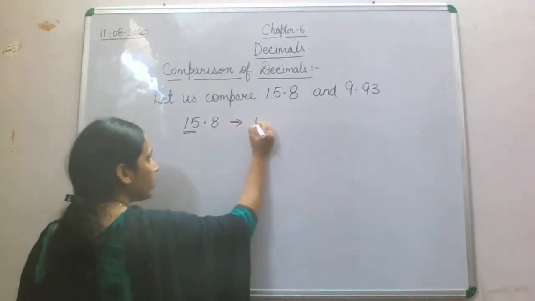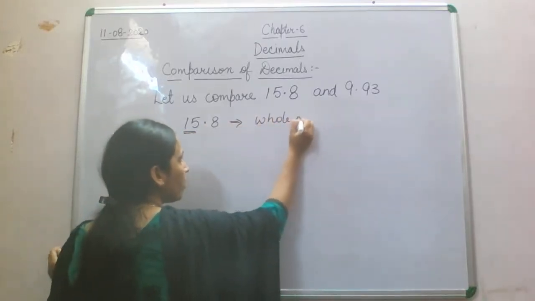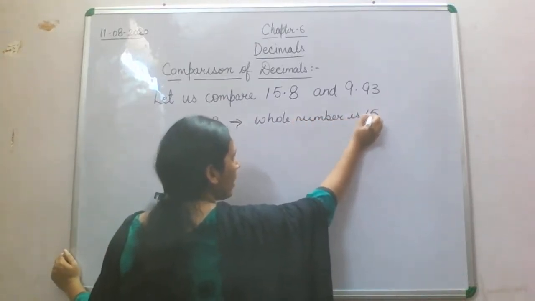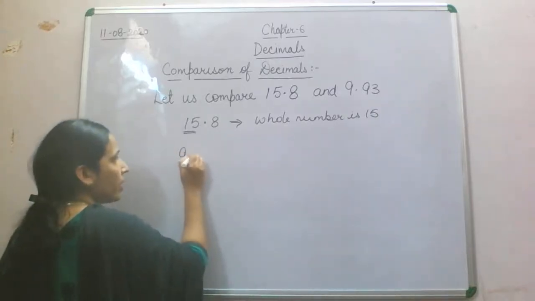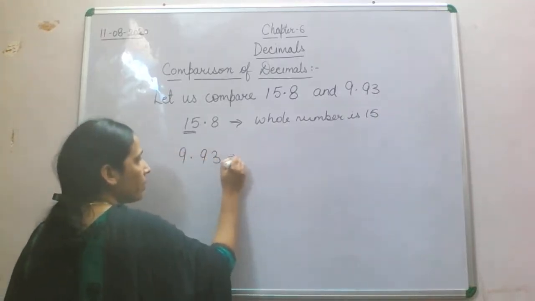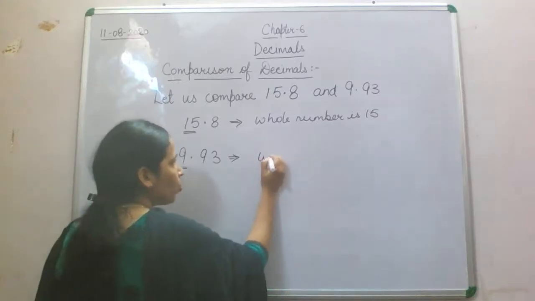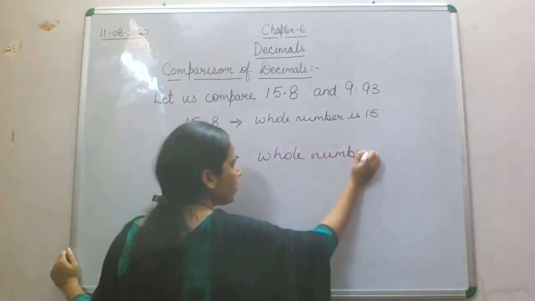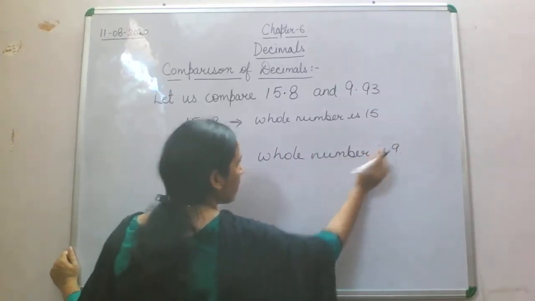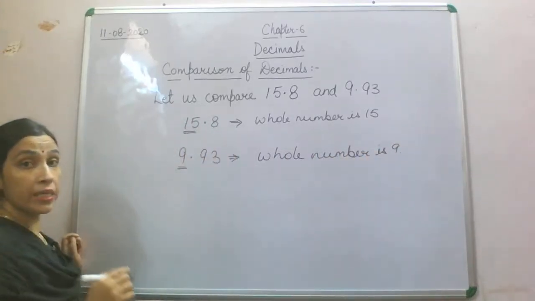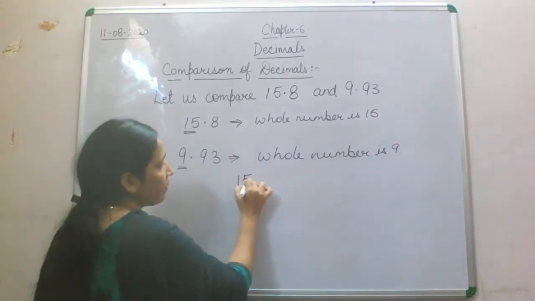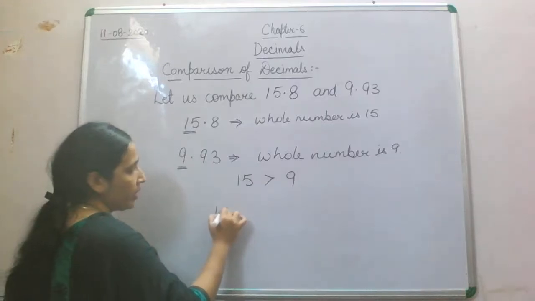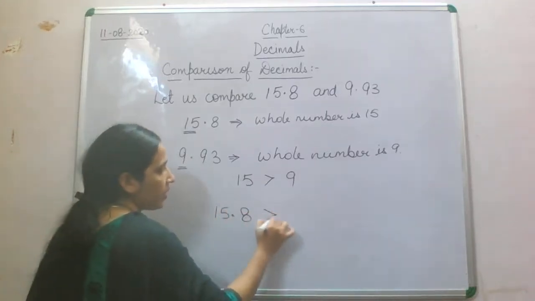Fine. We'll write it. Whole number is 50. And if I talk about 9.93, what is the whole number? 9. So whole number is 9. Now as you all know, 15 is greater than 9. It means 15.8 is greater than 9.93.